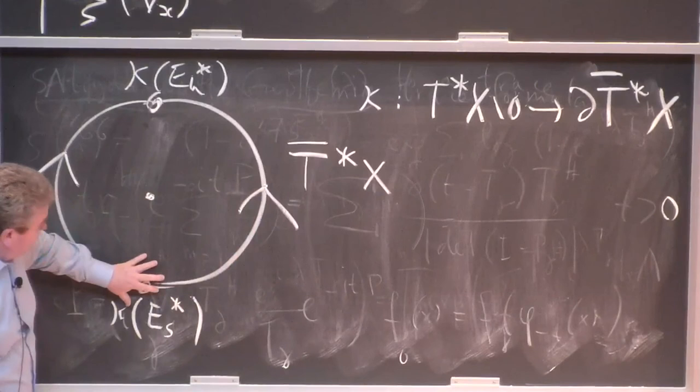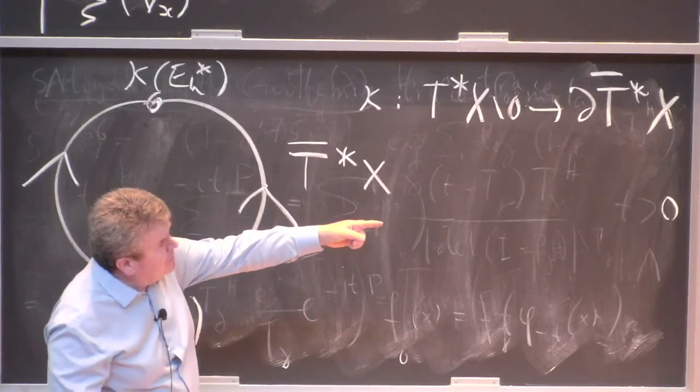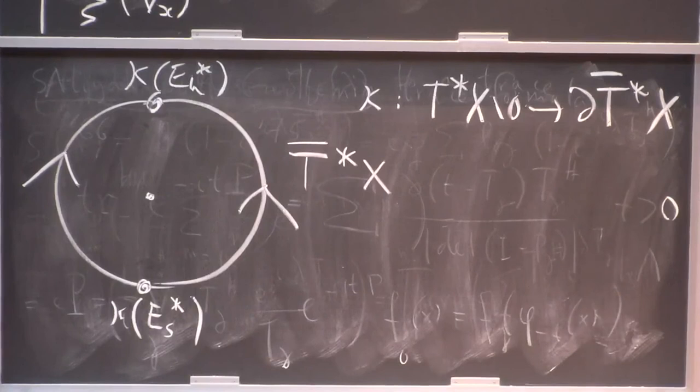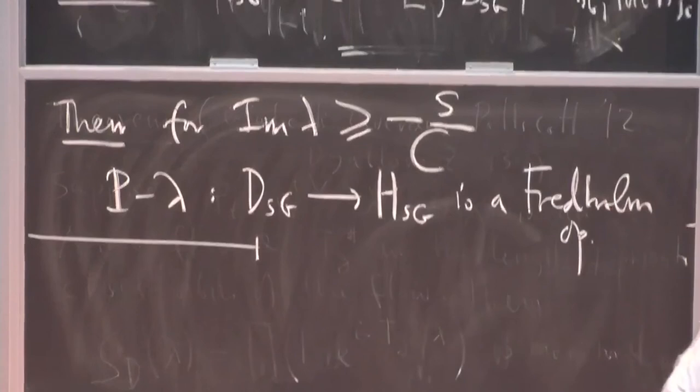We're starting with something which is very high regularity, but we are flowing it by this flow, so we're moving it to a space of lower regularity, and that produces effectively compactness, which is responsible for this Fredholm property, roughly speaking. Yes, please. D_SG is basically the domain of this operator. And that domain is just given by u in H_SG such that Pu is in H_SG.